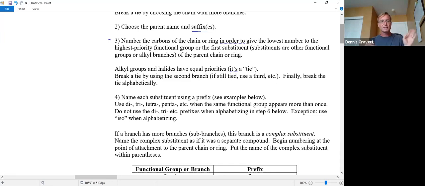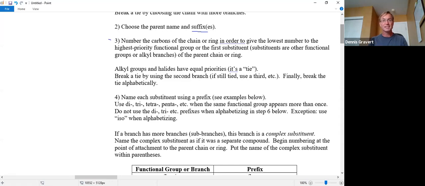And if it's completely tied, based on how quickly you can get to a branch from the end of the chain, then you break the tie alphabetically. So don't use the alphabetical tiebreaker until the very end. Deep breath. We'll do a lot of practice with number 3 in this video.